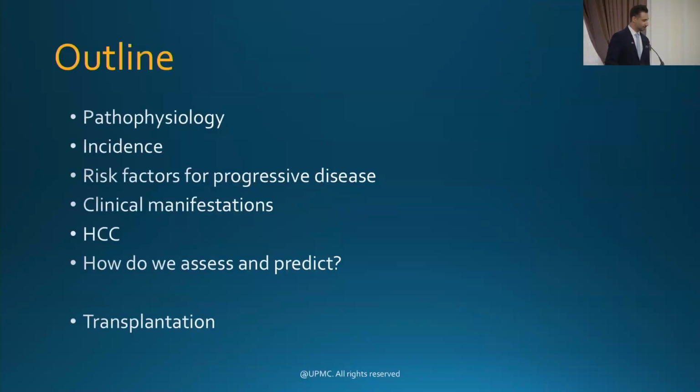So this is my outline. I'm going to touch briefly on pathophysiology, talk about incidence, risk factors for progressive disease, clinical manifestations, liver cancer, how do we assess and predict a patient's course, and then the last half I think I'm obliged to at least touch base on transplantation. I'm going to try to do this centered around a patient case.